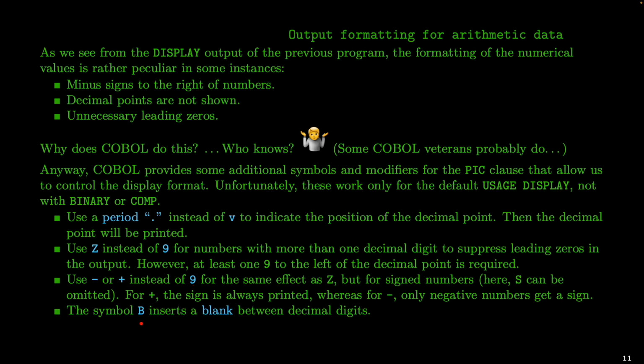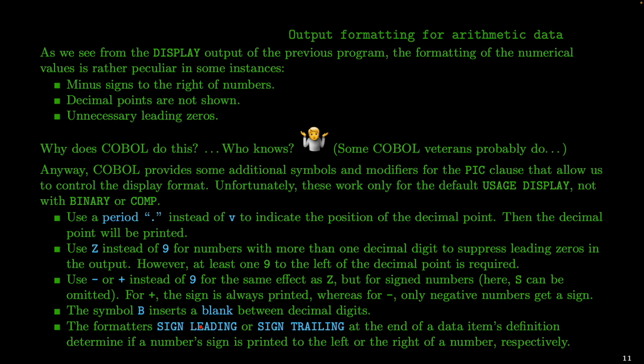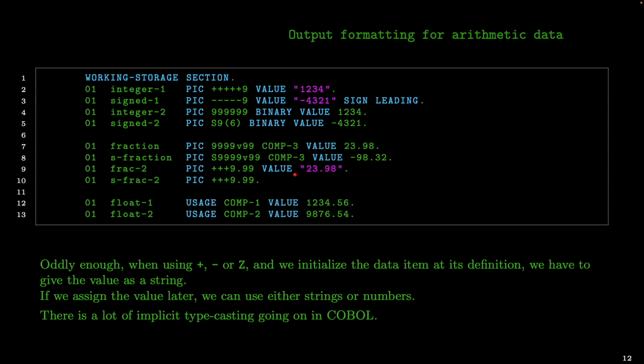And also, if we have very long numbers and we want to make them more readable, we can use the symbol B to insert between the symbol 9s to add a blank between decimal digits. Finally, we have the formatters sign leading and sign trailing at the end of the definition of a data item. And these tell us if the sign of the number should be printed on the left or on the right of that number. So here we have another example.